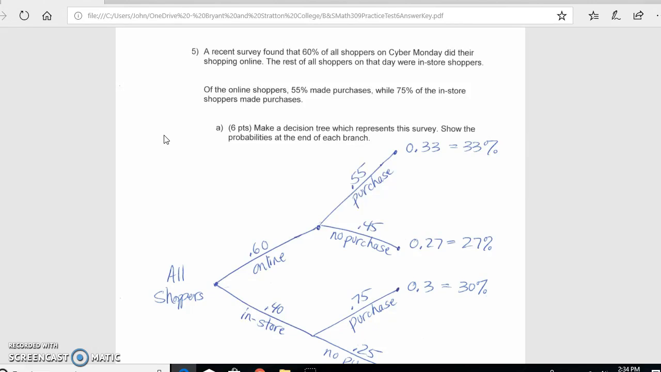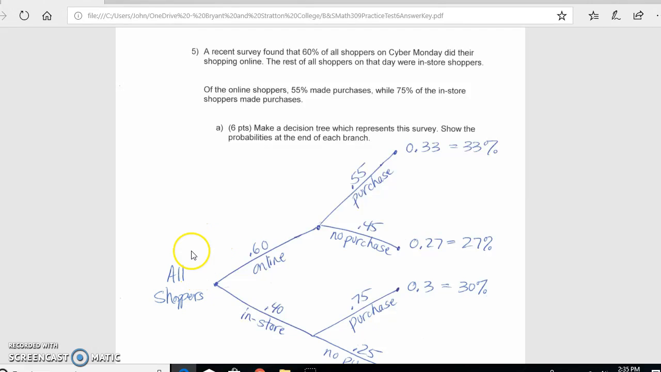Of the online shoppers, 55% made purchases, while 75% of the in-store shoppers made purchases. So letter A, we are asked to make a decision tree which represents this survey, show the probabilities at the end of each branch. And that's what we have down here.